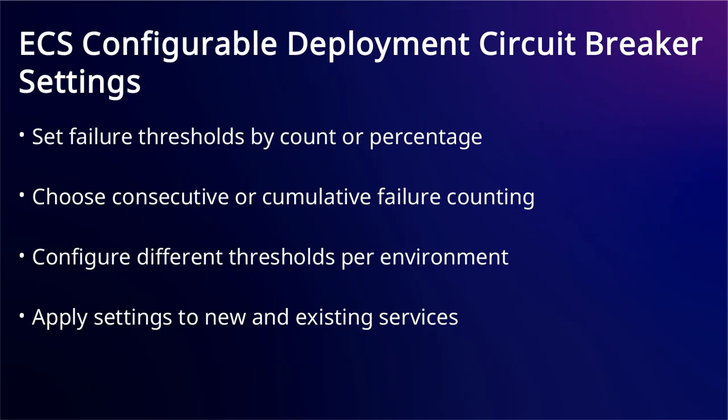You can configure different thresholds per environment, setting lower thresholds for faster rollbacks in development and test while allowing more tolerance in production. You can apply these settings to new and existing ECS services using the AWS Management Console, AWS CLI, AWS SDKs, CloudFormation, CDK, and Terraform.